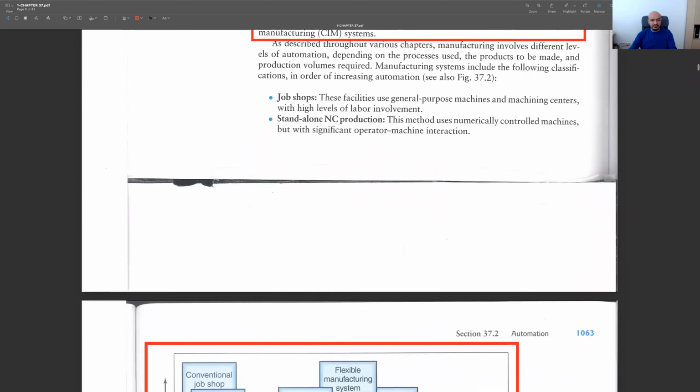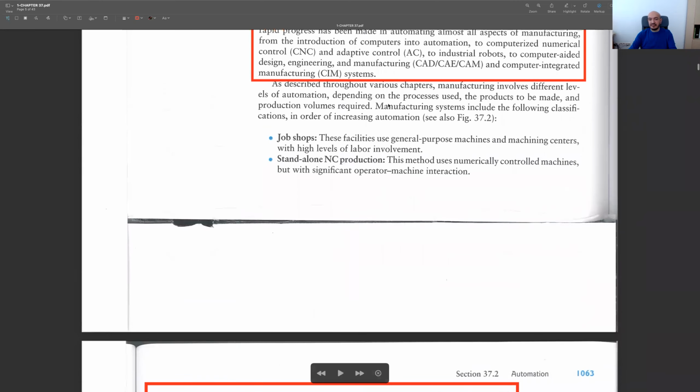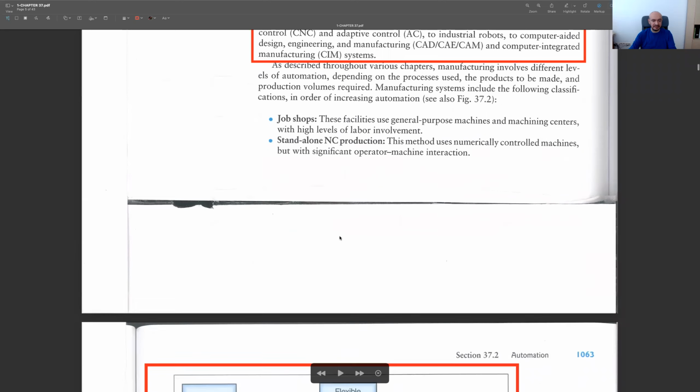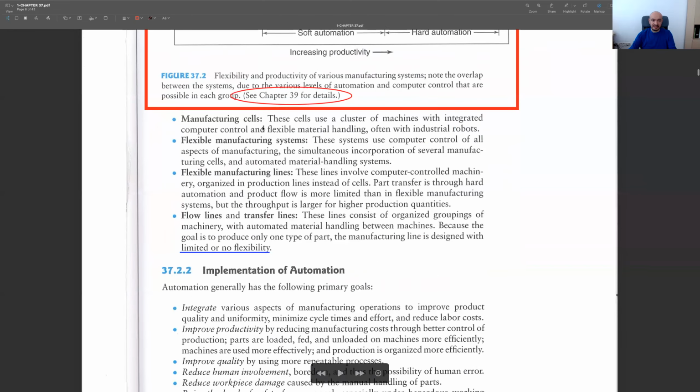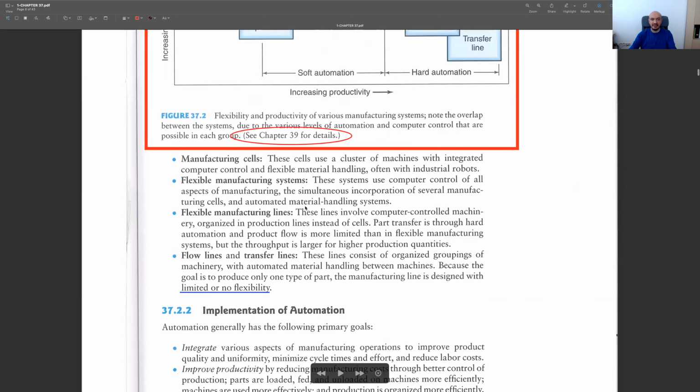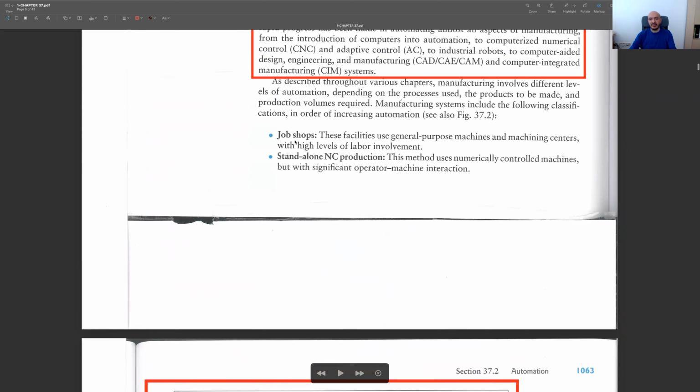Now I will be briefly discussing some types of manufacturing systems. The first one is job shop. Then we have standalone NC production, manufacturing cells, flexible manufacturing systems, flexible manufacturing lines, flow lines, and transfer lines. So let's start from the first one. It's the primitive one, job shop type of manufacturing systems.